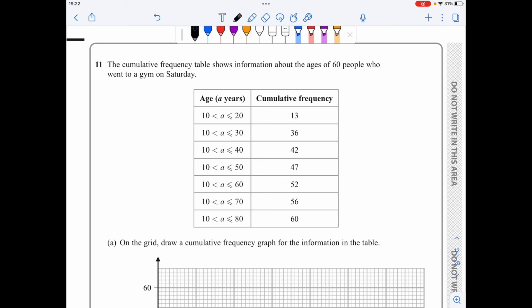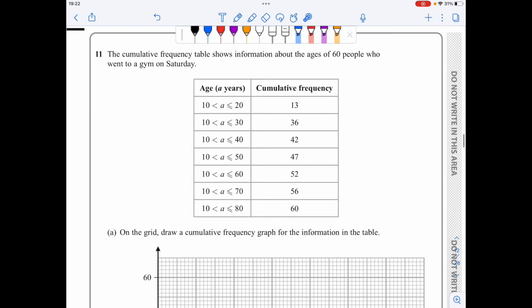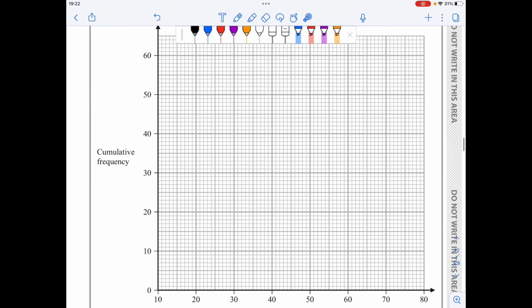For question 11, I'll plot the upper bounds of age as the x-coordinates and the cumulative frequencies as the y-coordinates. Now the x-intercept will be at the lowest age, which is 10. So if I go to the graph and plot these points, I get the following. And then you can join these points either using a smooth curve or line segments. I'll go with the second one. So that's how the graph looks.